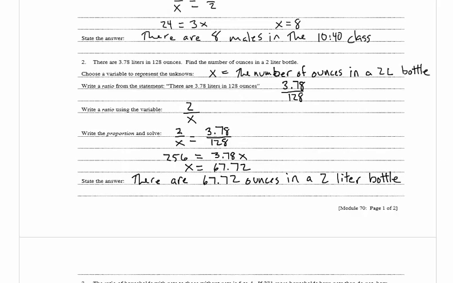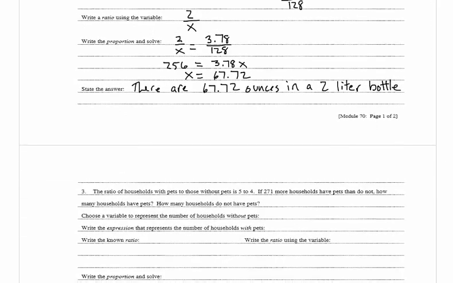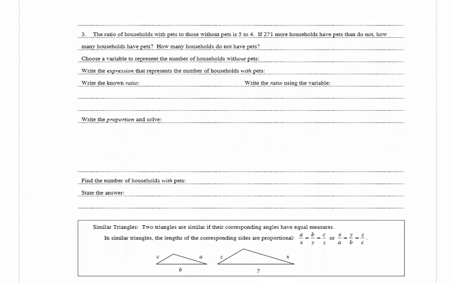In number 3, it says the ratio of households with pets to those without pets is 5 to 4. If 271 more households have pets than do not, how many households have pets? And how many households do not have pets? So the first thing it asks us to do is choose a variable to represent the number of households without pets. And I'm going to use X.